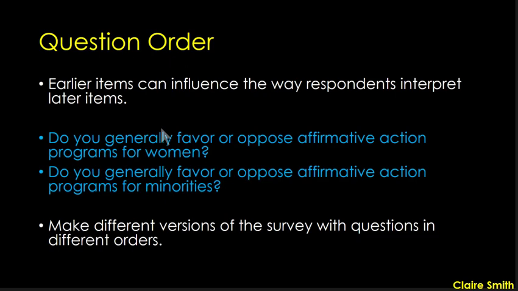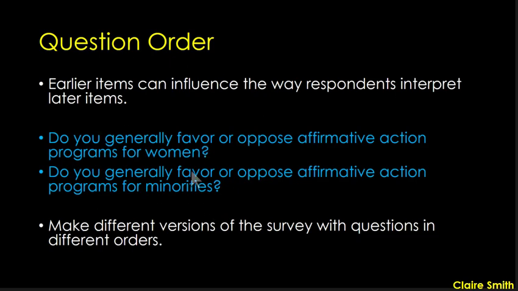So the way that our questions are ordered can prime the individual to respond to different questions later. There have been studies done, and white individuals responding are more likely to support affirmative action for minorities if they were first asked if they support it for women. So there's definitely still some racial discrimination. Racism, obviously, is still a very prominent problem. People don't really realize. So the way we order our questions can really have a big influence on the way people respond.